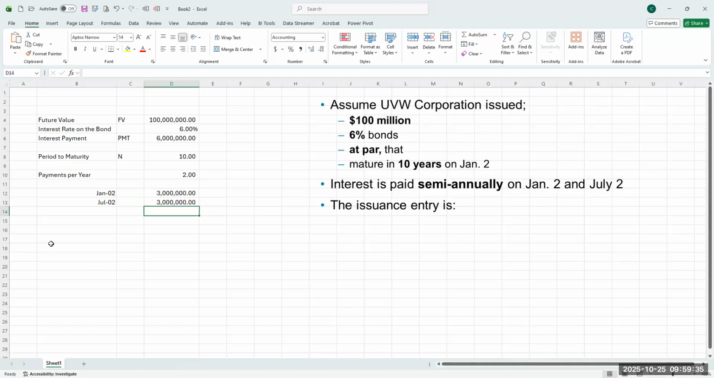So now, what will be the journal entry when we issue the bonds? Since in this case I can clearly say that the market interest rate on the market is exactly the same 6%. That's why we call it at par.